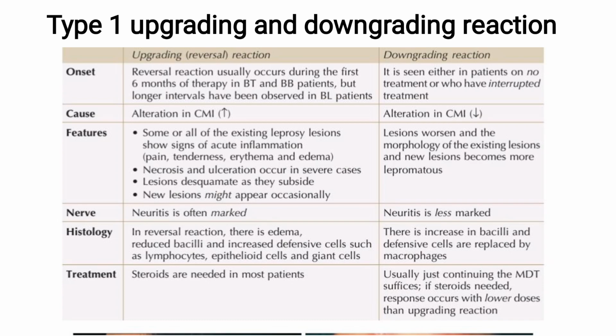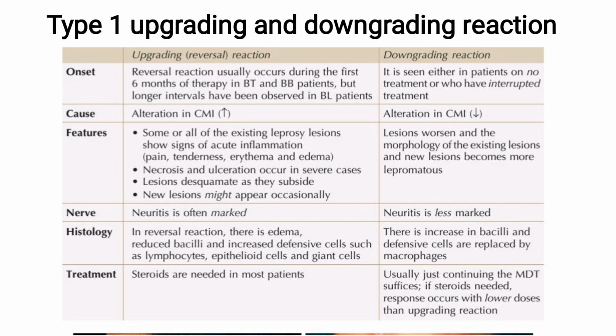Features. Some or all of the existing leprosy lesions show signs of acute inflammation. They are pain, tenderness, erythema, and edema. Necrosis and ulceration occur in severe cases. Lesions desquamate as they subside. New lesions might appear occasionally, whereas in downgrading reactions, lesions worsen, and the morphology of the existing lesions and new lesions become more lepromatous. Neuritis is often marked in upgrading and often less marked in downgrading.